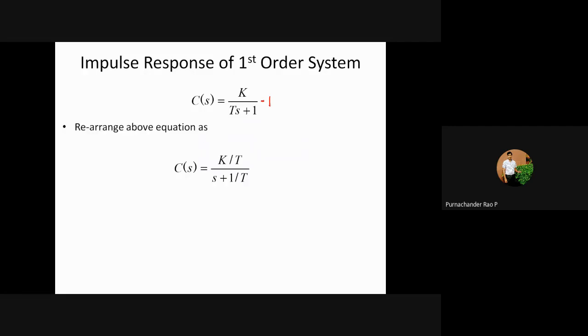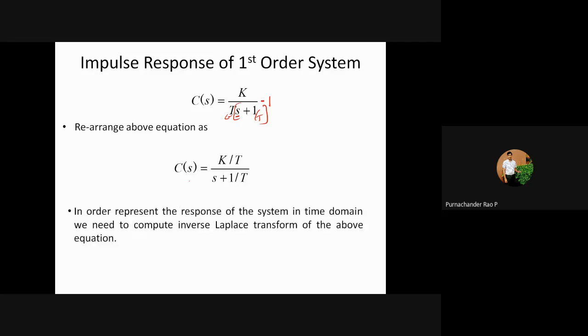Okay, so now we can arrange this in terms of s plus something. So C of s is equal to K. I need to write only s plus something, so T will be taken out. So this is going to be 1 by T. Then after finding the C of s, we need to take the inverse Laplace transform.